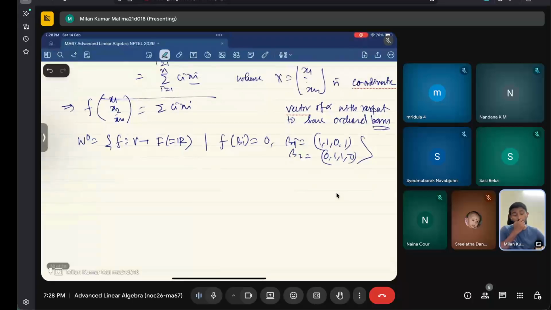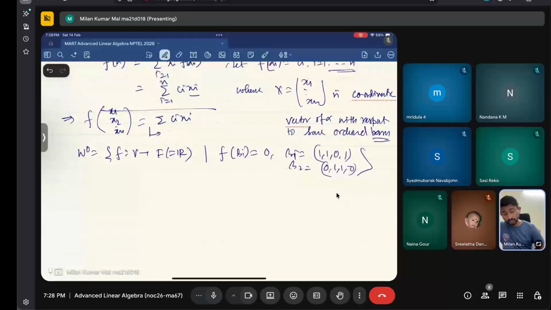Okay, now what I want to say is that, as I have said, I have to find all those linear functionals. So let's try to find a general linear functional. This is how a general linear functional should look like.